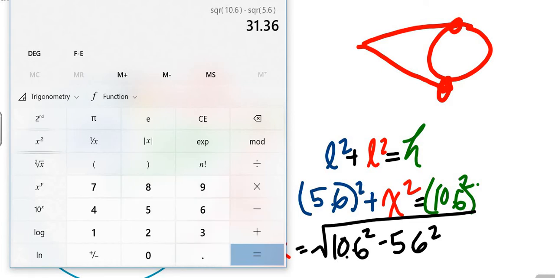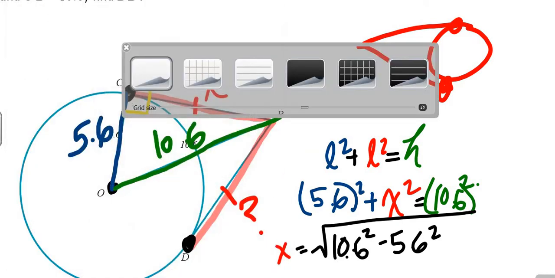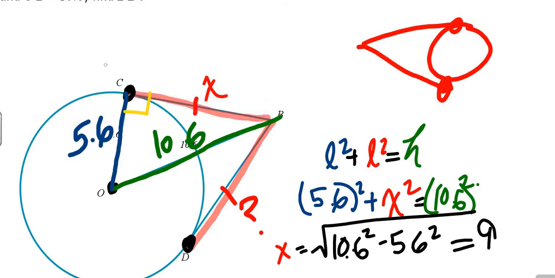5.6 squared. Got to hit that equal sign. There it goes, and square root. That looks more like it, and it equals exactly 9. So this is 9, and therefore on this side it's also going to be 9.